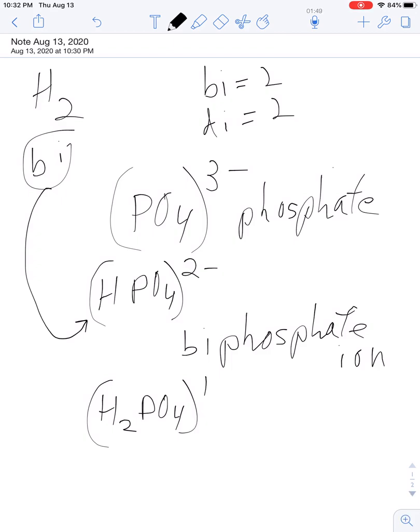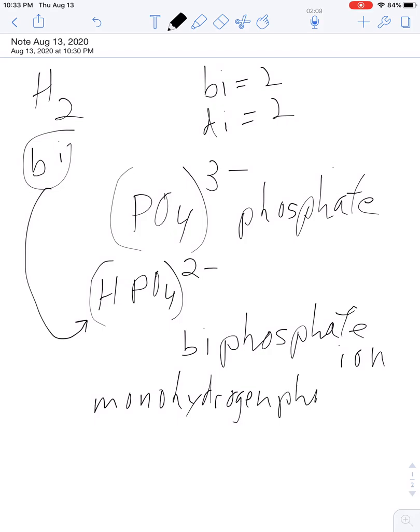Whoops, I'm sorry, I jumped the gun here. I forgot I wanted to say something. So this is the common way of naming it, biphosphate ion, okay? The scientific way of saying this is mono. Mono means 1 hydrogen, so monohydrogen means 1 hydrogen phosphate ion. Well, that's a pretty long word to write, monohydrogen phosphate ion. That's why everybody likes to go with the common naming biphosphate, okay?